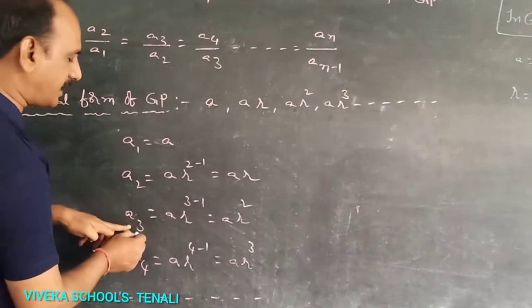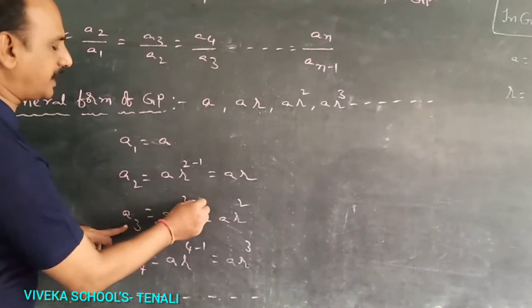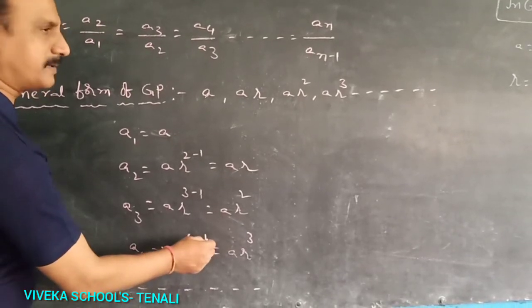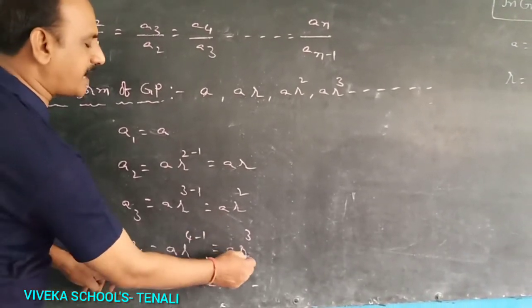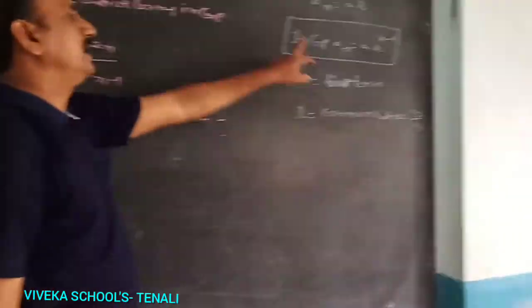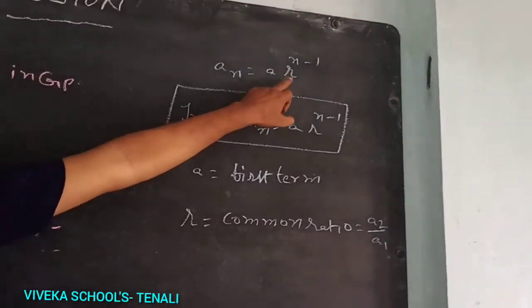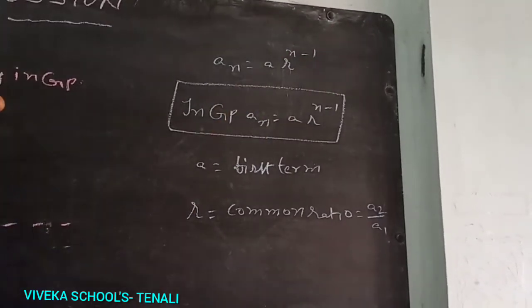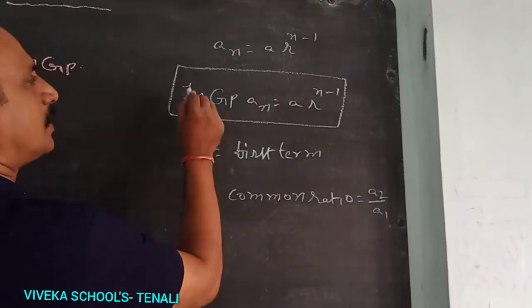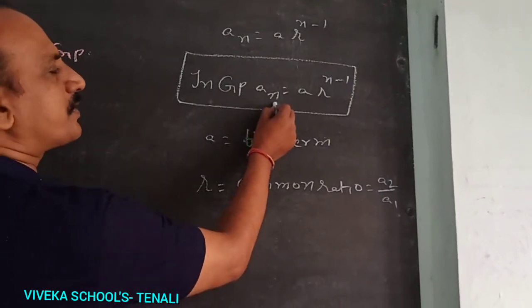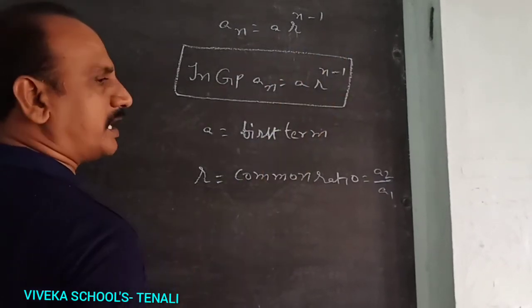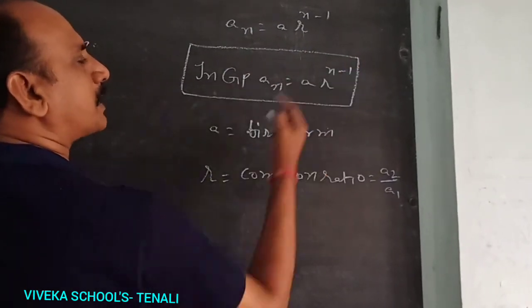A4 equal to A into R to the power of 4 minus 1, equal to AR cube. And so on. AN equal to A into R to the power of n minus 1. So in GP, the nth term formula is AN equal to A into R to the power of n minus 1.